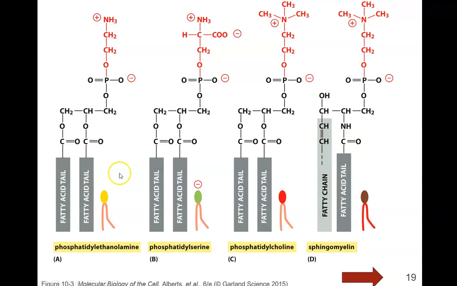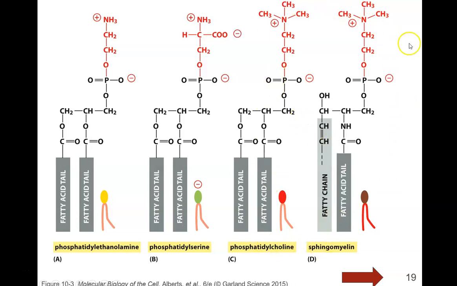So here are some structures of some phospholipids, along with sphingomyelin, which I haven't talked about yet. But again, we see here that we have an ethanolamine head group. Here we have serine. Here we have choline. And sphingomyelin isn't built the same way as a phospholipid. I'll show you how in a second.